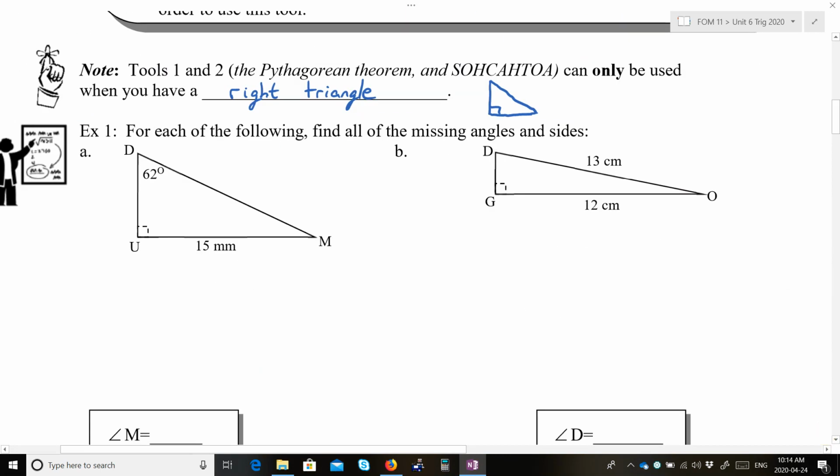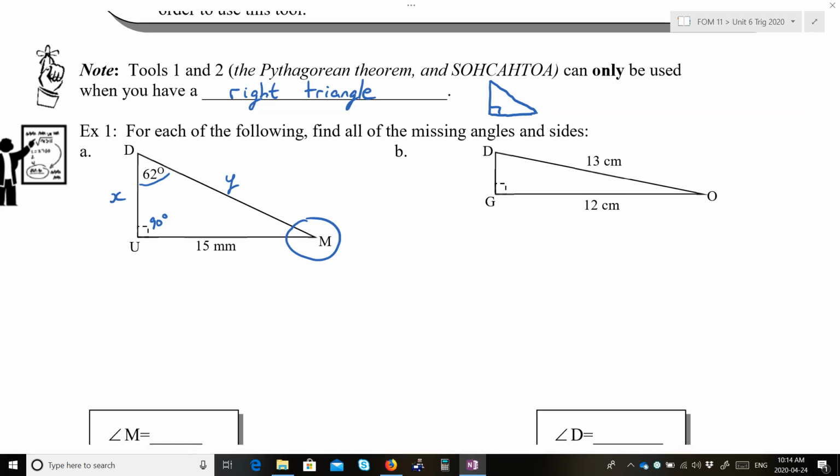Okay, let's try example 1. For each of the following, find all the missing angles and sides. Okay, and so for A, there are 3 things that are missing. We have to find the measure of angle M. We have to find the length of this side, let's call it X, and the length of this side, Y. You'll notice that we have 62 degrees here. This little box means that this angle is 90 degrees, and then we've got that side that's 15 millimeters.